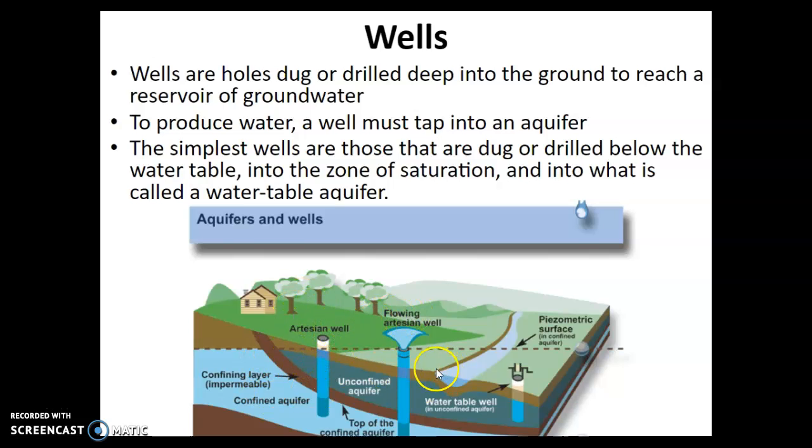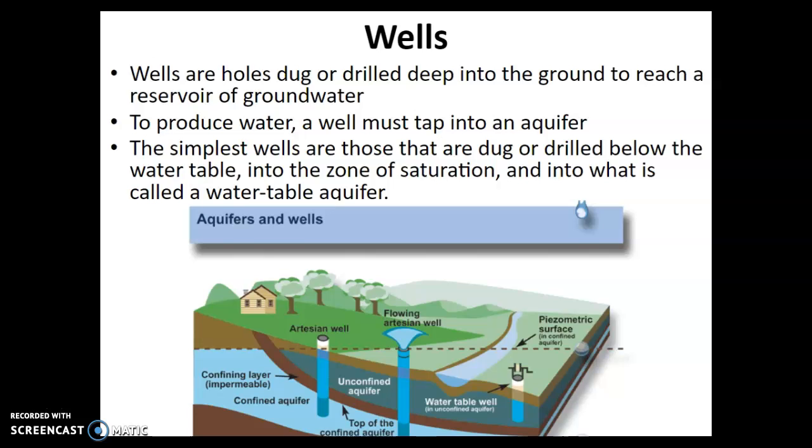So here are some examples of wells. They have to be dug down into the aquifers to where the water can be pumped up. The simplest wells are those that are dug or drilled below the water table into the zone of saturation. Remember, the zone of saturation is where the water is, and into what is called a water table aquifer. So there are two different types of wells. There's a typical well, which is just dug into an unconfined aquifer. So the top is exposed, you can dig the well out, and you can pump the water up.